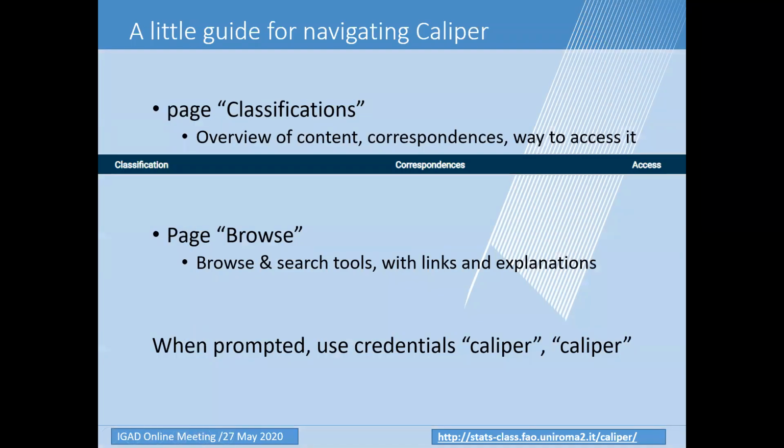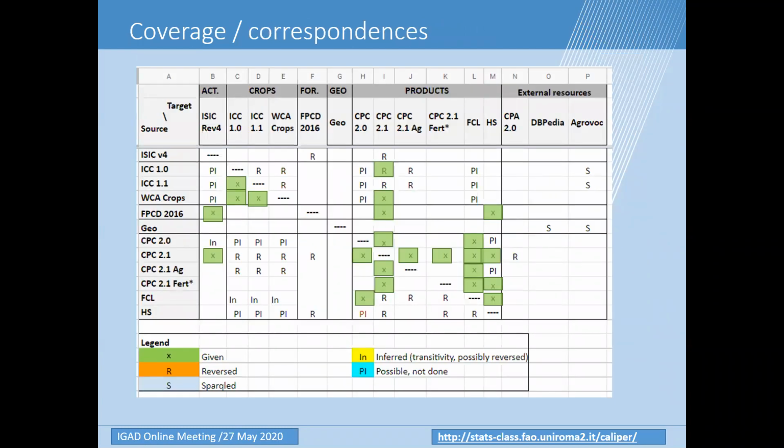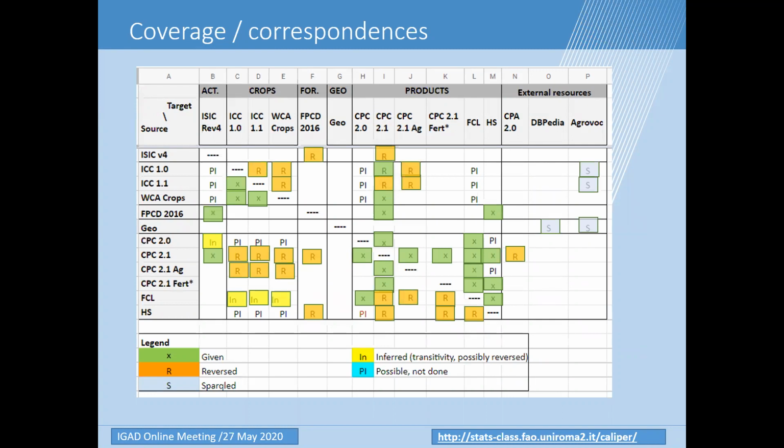But okay, just a hint about how to navigate the website. You can see all classifications available, all content, main menu classifications, and instructions on the page browse. This is the coverage. Correspondences. Okay, this slide is very packed with information. I could say many things, but what I want to highlight to you is this last part in gray, because here is where it connects with outside resources.